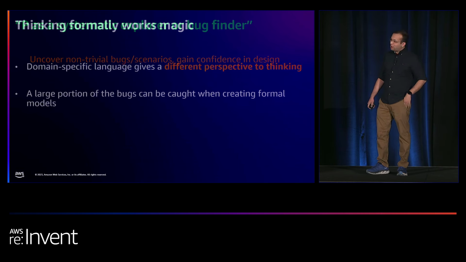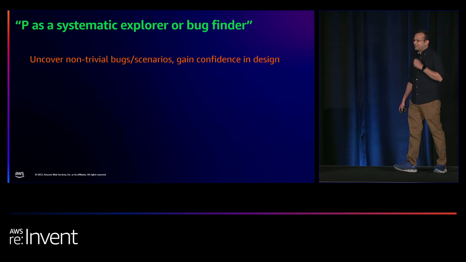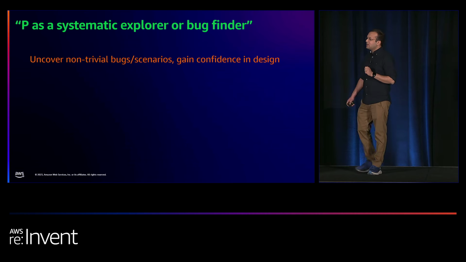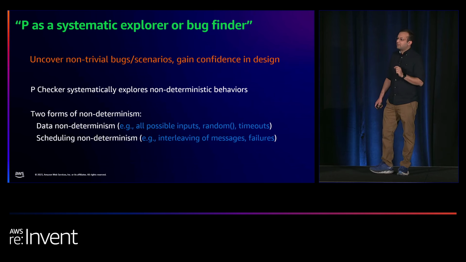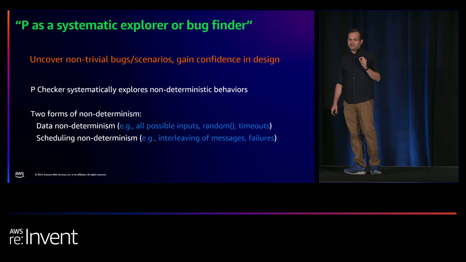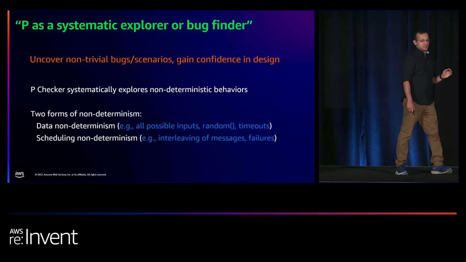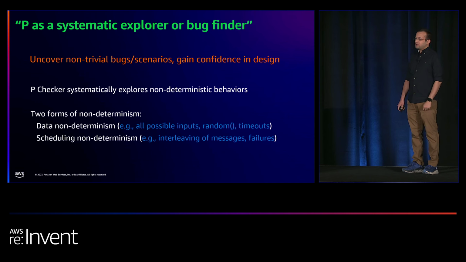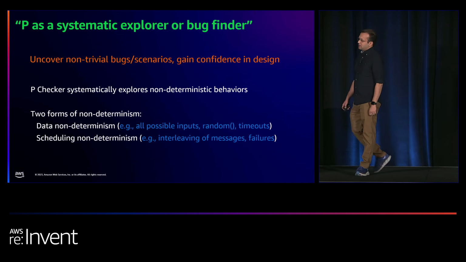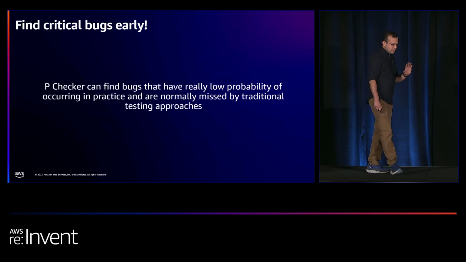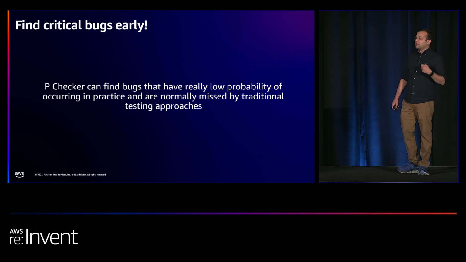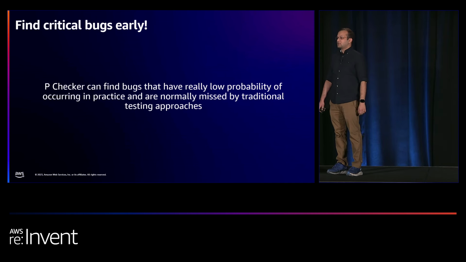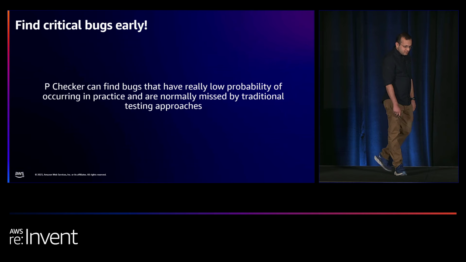But obviously, not all bugs can be eliminated through thinking, right? That's where the power of the P Checker comes in, because it does systematic exploration and finds those corner-case, low-probability bugs in your system that require very complicated interleavings of messages and failures for the bug to happen. The P Checker is able to uncover them at design time. Basically, it's able to find critical bugs in your system early on, which in our experience could not be found using traditional testing approaches. Okay? That's the second lesson.